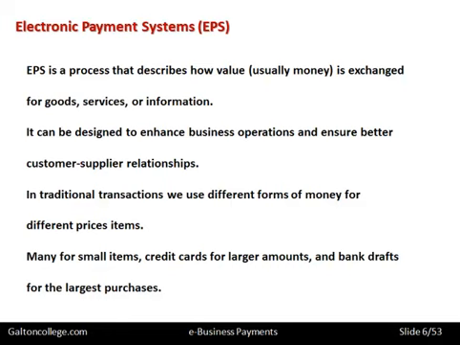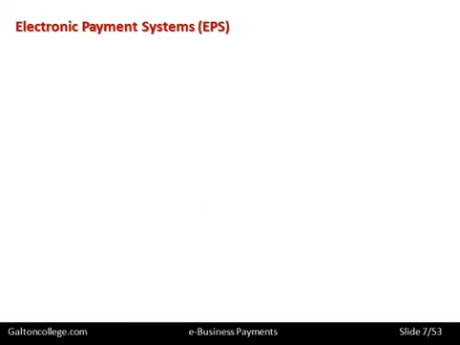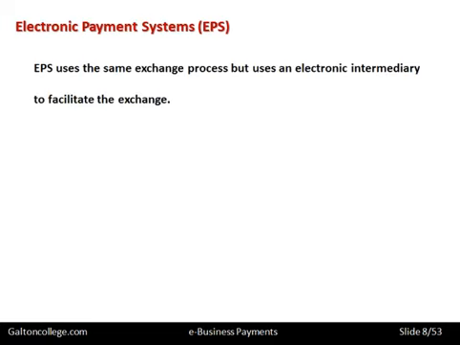And if you're going to buy something very large, perhaps a new car, you might want to use bank drafts, so that the money is arranged with the bank, it's available and ready to transfer from one account to the other. So we use different payment systems for different priced objects. EPS uses the same exchange process but uses an electronic intermediary to facilitate the exchange. So the electronic payment system, EPS, does the same as a traditional transaction, except it uses electronic resources.